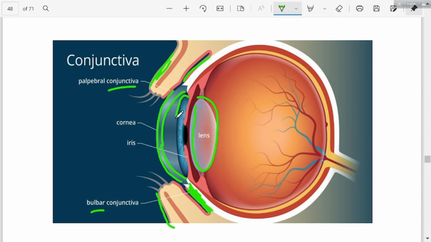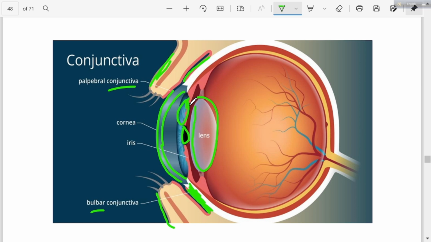Now this bluish layer is called the iris. This iris consists of two layers. In front is the pigmented fibrovascular layer known as the stroma, and just beneath the stroma there are the pigmented epithelial cells. And as I mentioned, this iris gives the color of the eye.